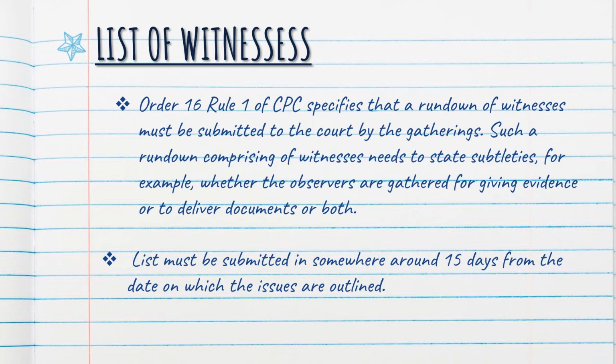List of witnesses. Order 16 Rule 1 of CPC stipulates that the list of witnesses has to be submitted to the court by the parties. Such a list has to state details such as whether the witnesses are summoned for giving evidence or to produce documents or both. This list has to be submitted within 15 days from the date on which the issues are framed.